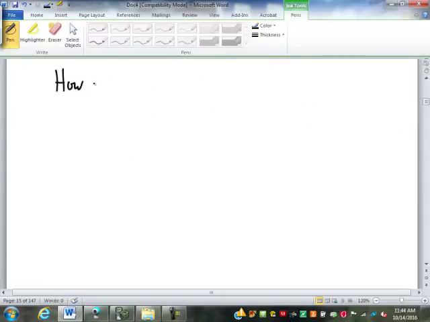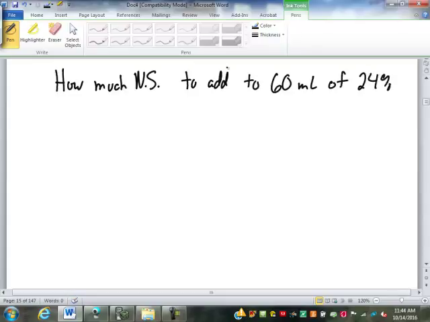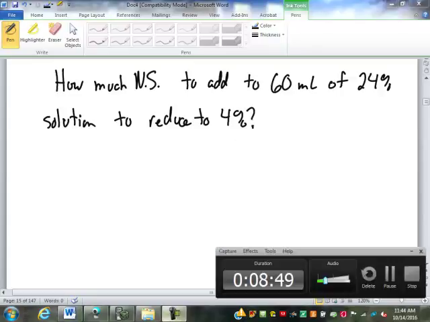Another one for your notes. How much NS to add to 60 milliliters of 24% solution in order to reduce it to 4% solution. Give you a couple minutes for that.